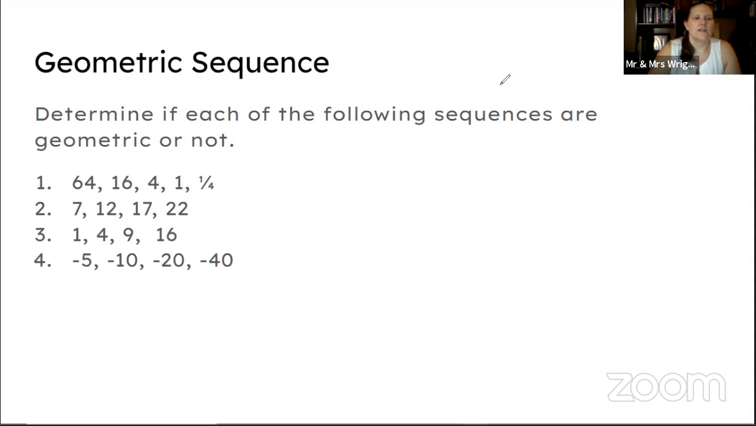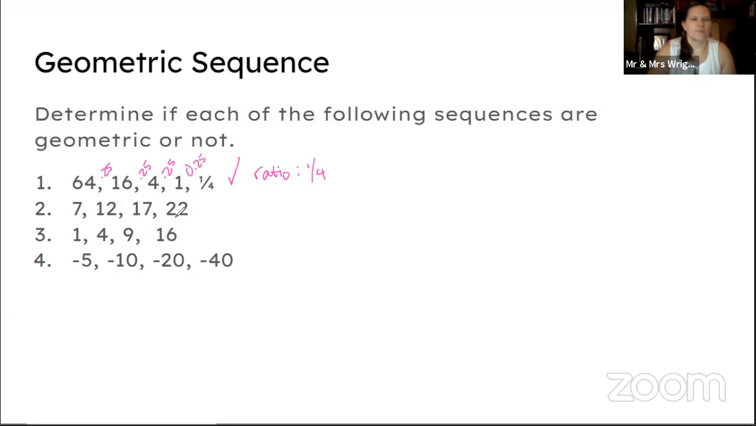All right, welcome back. So how we determine if it's a geometric sequence is we divide. 1/4 divided by 1 is 0.25. 1 divided by 4 is also 0.25. 4 divided by 16, 0.25. And just to be sure, let's do this one too. 16 divided by 64, 0.25. So this one is a geometric sequence, and it has a ratio of 1/4. Okay, that's the same thing as dividing by 4. So 64 divided by 4 is 16, divided by 4 is 4, divided by 4 is 1, divided by 4 is 1/4, divided by 4 is 1/16, and so on.